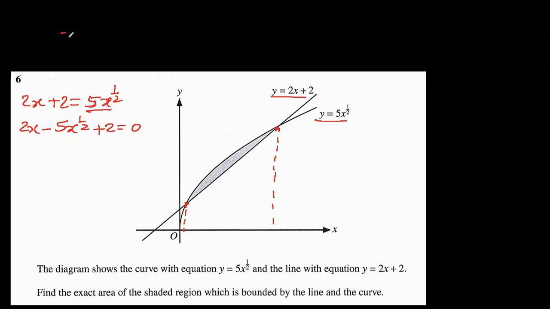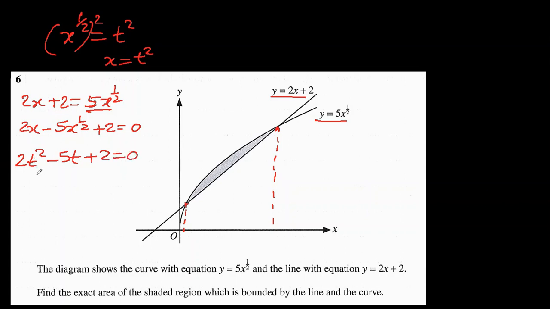So we'll take x to the power half as another variable, say t. If I square both sides, x is equal to t square. So that's what I will do here. 2t square minus 5t plus 2 equal to 0, and now it's a perfect quadratic equation which we can easily factorize. So 2t square minus 4t minus t plus 2 equal to 0.